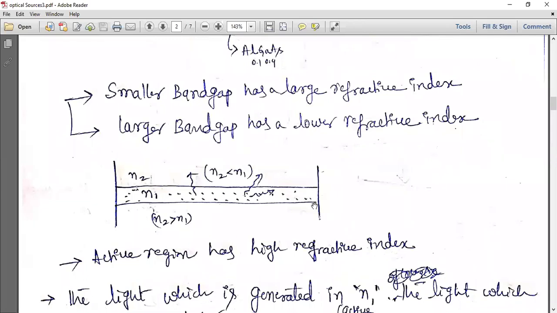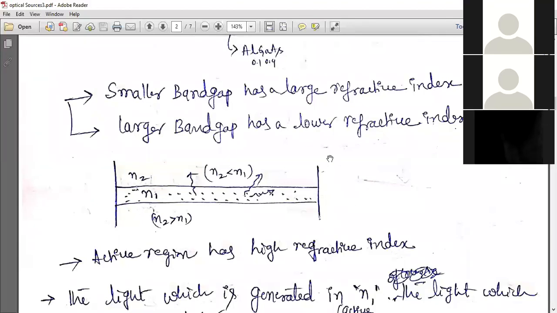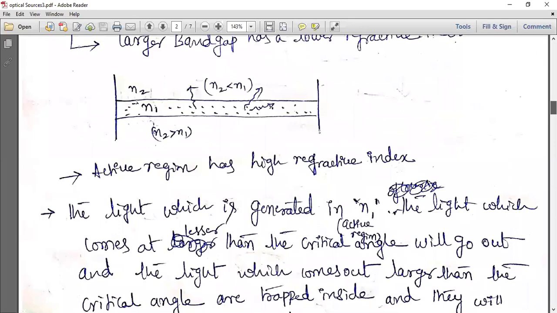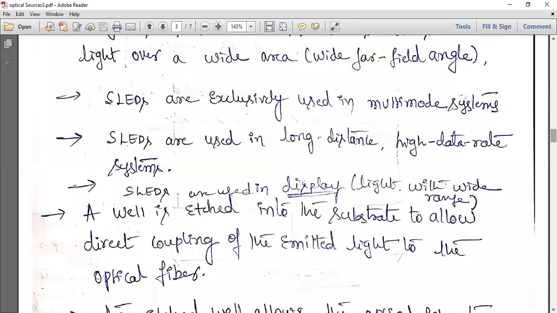Otherwise, if you use an edge emitting LED for your TV, only the people sitting in that direction will see it, and people sitting elsewhere will not. So the SLED is used for comparatively shorter distances than edge emitting LEDs, and it generates a wide band. That is why it is used for display purposes.